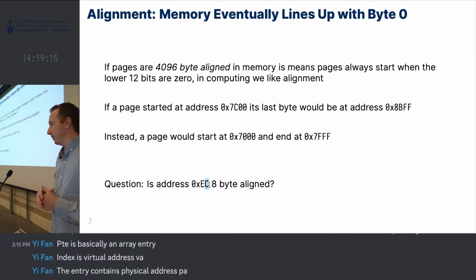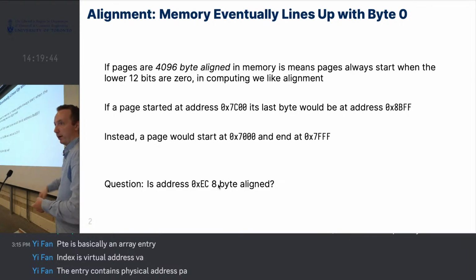Isn't C like a power of 2, like 12? Yes, C is 12, but it's not a power of 8. So this is asking if it's 8-byte aligned. Because C is 12, it's not a multiple of 8: 0, 8, 16, 24, and so on. So this address is not 8-byte aligned, but it would be 4-byte aligned because 12 is a multiple of 4.